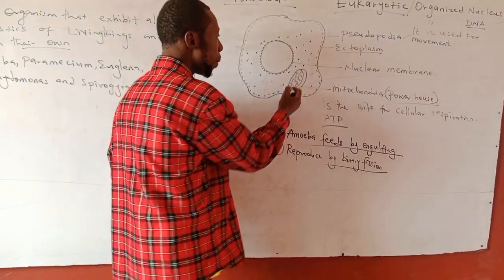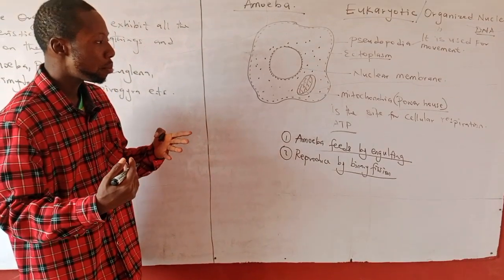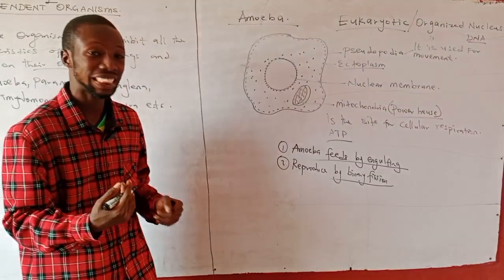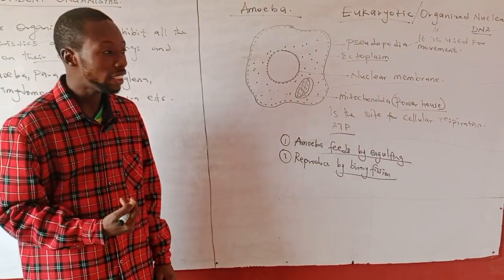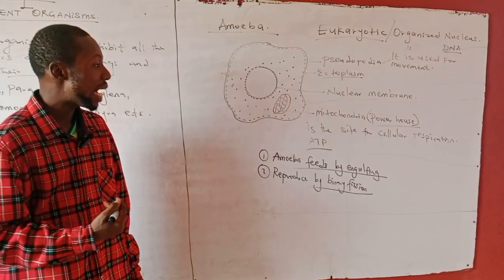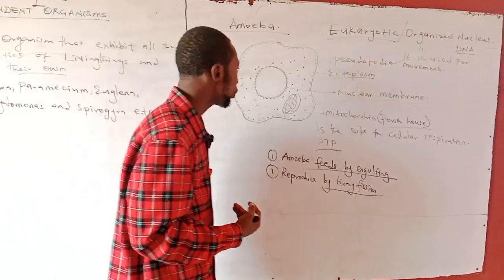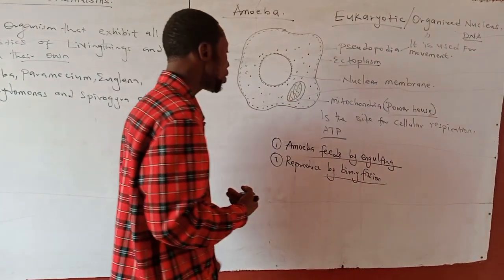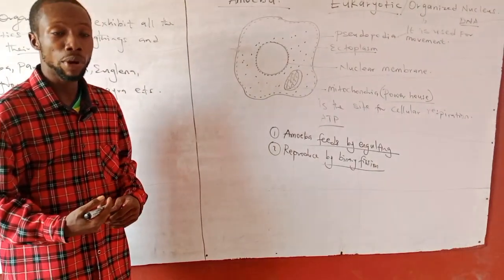This guy here, the mitochondria, is used for producing energy in the cells. This is for cellular respiration, where energy is produced and stored in the form of adenosine triphosphate. Okay? So that's all for now that we have about the Amoeba proteus.